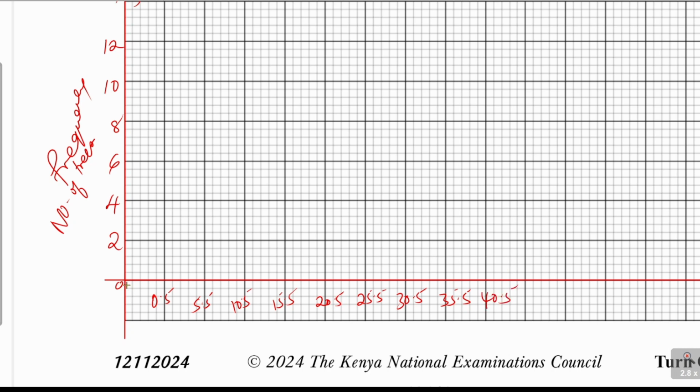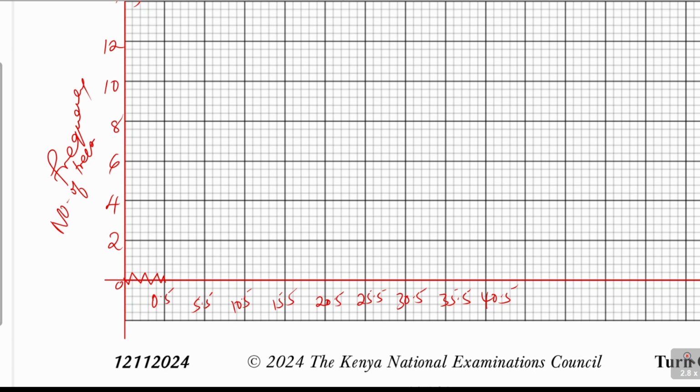So when you look at 0 to 0.5, that is the only place we don't have uniform scale. Otherwise, from 0.5 all the way to 40.5, the scale is uniform. So to show that this scale from 0 to 0.5 is not uniform, you can break it like that. Now from there we can plot.